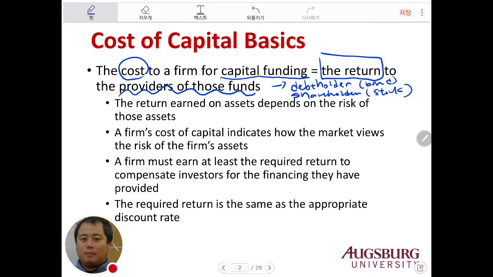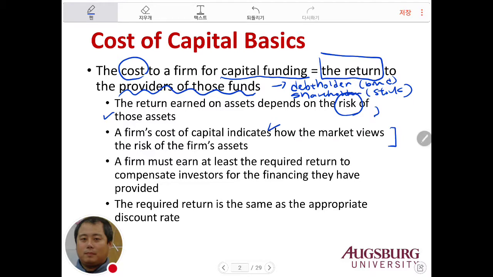And this return entirely depends on the risk of the asset. So it is related to the risk. If it is riskier, then you require higher returns, so the cost of capital should be higher. And the firm's cost of capital indicates how the market views the risk of the firm's assets. So if the cost of capital for the firm is higher, then this company is riskier.